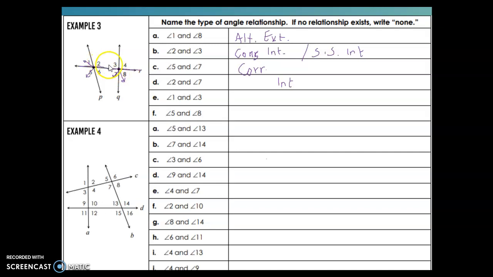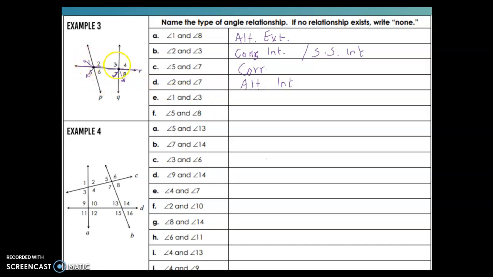We said 2 and 7 were inside or in between the two lines that were being cut by the transversal, so that made them interior angles. And then we noticed that they were not on the same side, they're on alternate sides, so that is our alternate interior angles. Let's find 1 and 3.